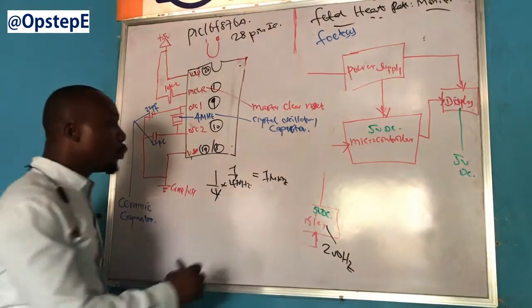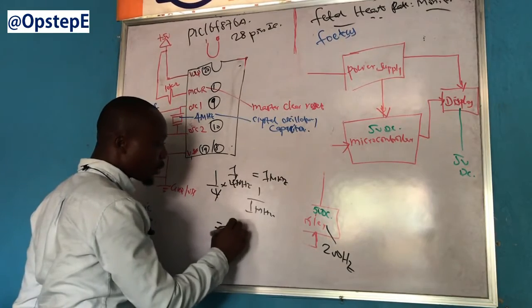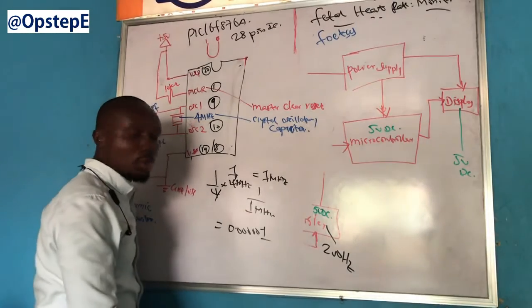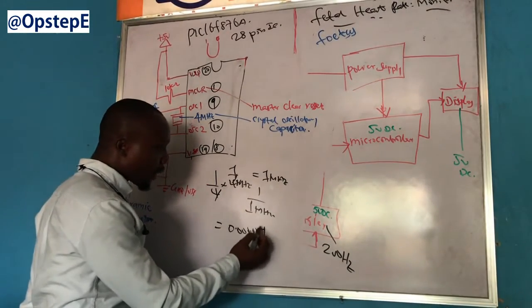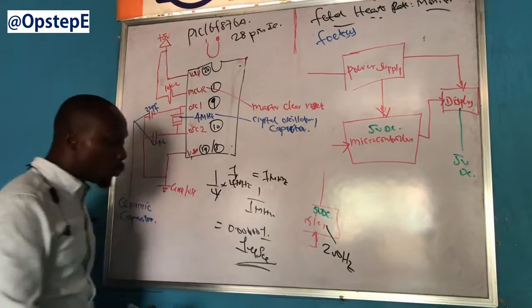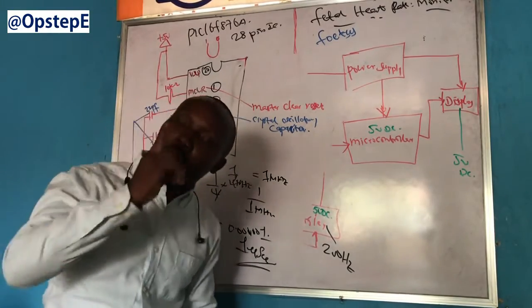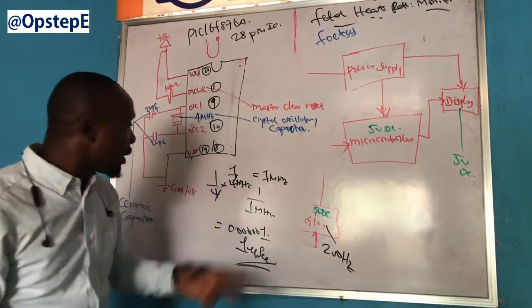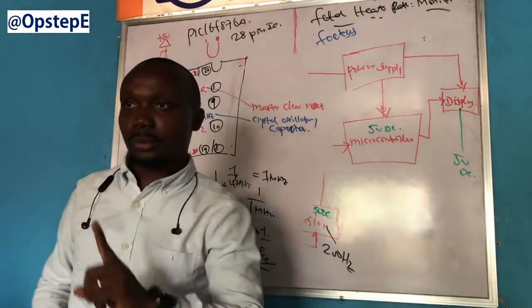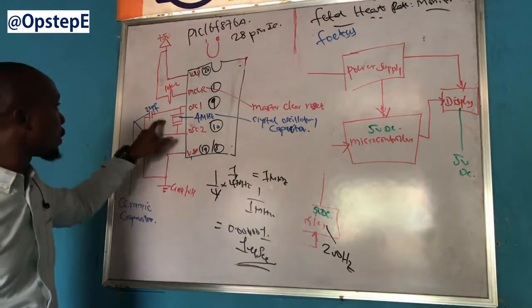If you find the inverse of 1 megahertz, you're going to get 1 microsecond. Which means each single cycle instruction is executed in 1 microsecond. What it means is that this system will execute 1,000,000 single cycle instructions in a second. That's fast. That is the essence of the crystal oscillator.